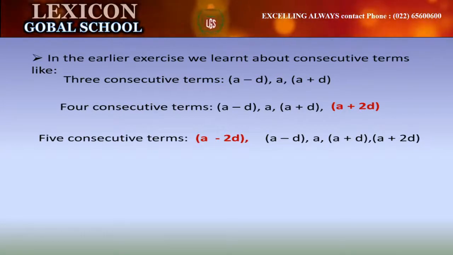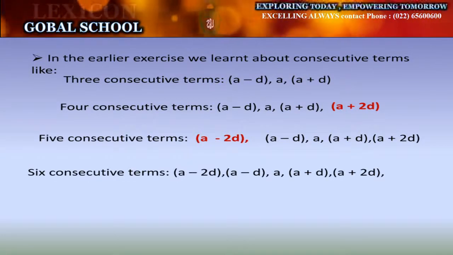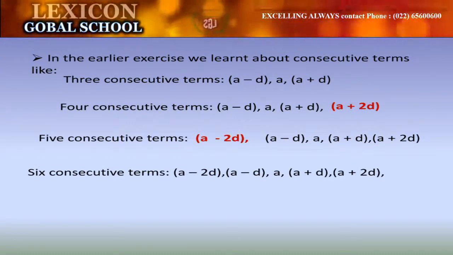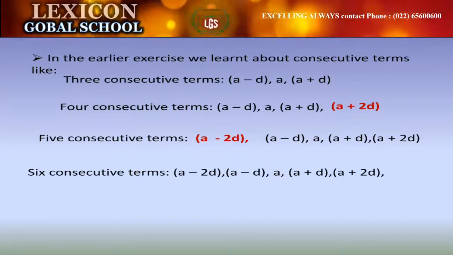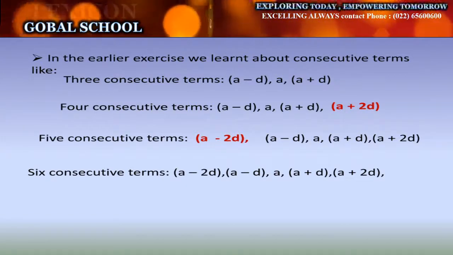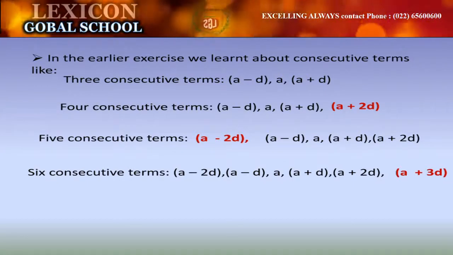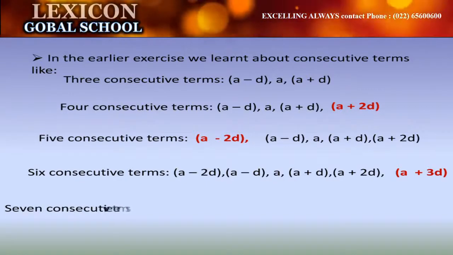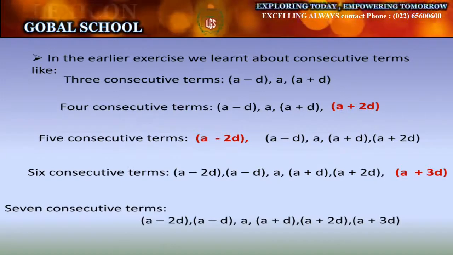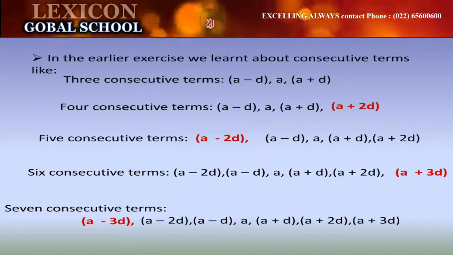Similarly, when we have to find 6 consecutive terms, 5 consecutive terms would be written as it is, and since a plus 2d was added, a minus 2d was added, now we are going to add a plus 3d. Similarly, when 7 consecutive terms would be there, we would subtract a minus 3d ahead. So what are we going to do? 6 consecutive terms would be written as it is, and a minus 3d would be written ahead.